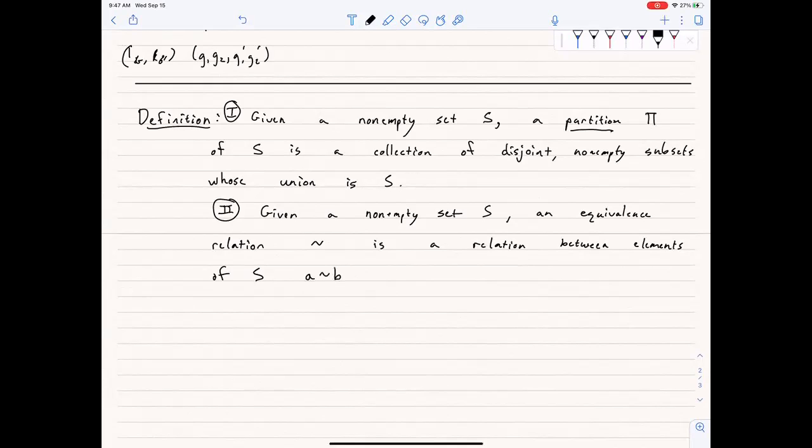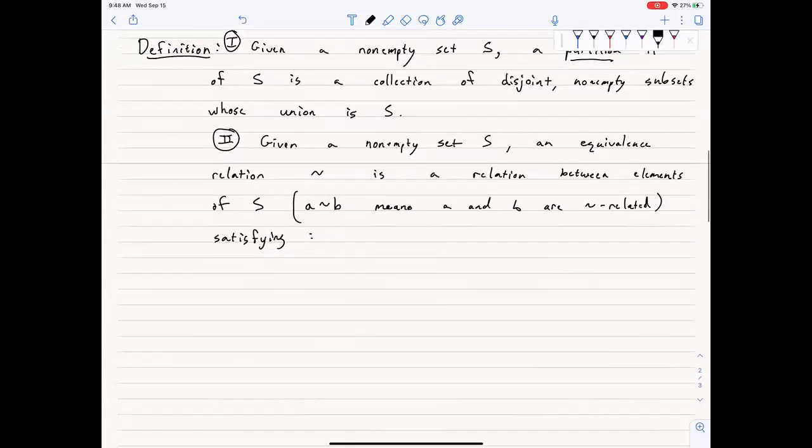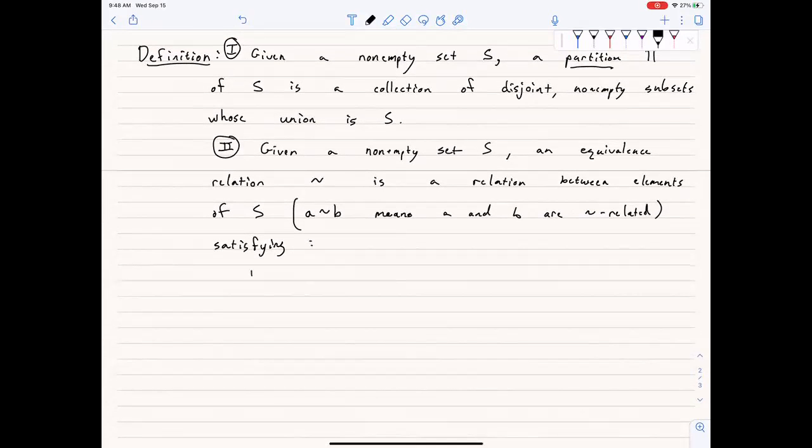So if I have two elements, I can say A and B are related by this, A tilde B, satisfying the following three well-known conditions, even in popular culture. One, the reflexive condition.